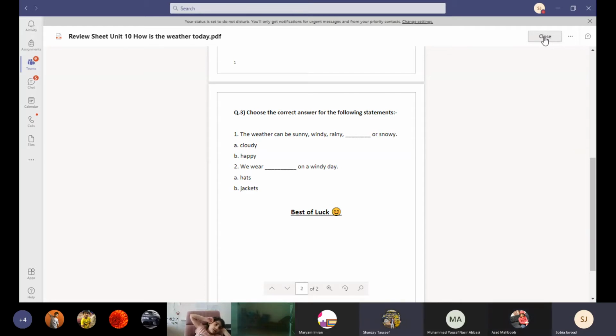All right. Which type of clothes do we wear on a snowy day? Earmuffs, gloves, warm clothes, scarf, hat. Wonderful. We wear warm clothes to keep us warm.